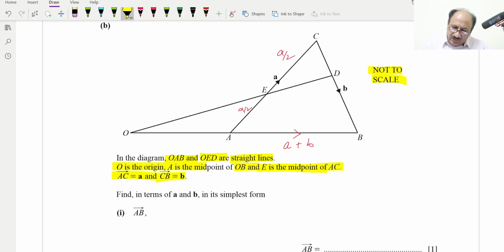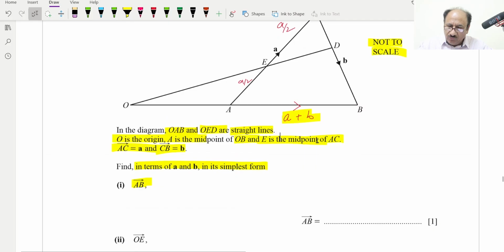Find in terms of a and b, in simplest form, AB. So AB we are done with, basically a plus b. So we can write here AB vector is equal to a plus b. So a plus b will be our answer over here.